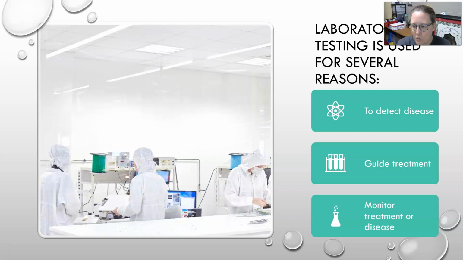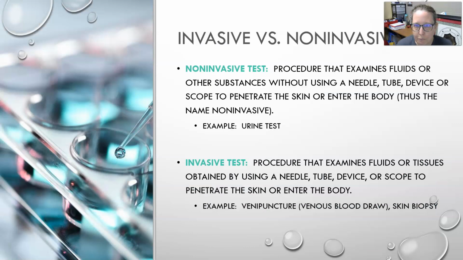And then to monitor treatment or disease, we can, for example, do some follow-up cultures or some follow-up testing to make sure that an infection is resolving. We can monitor a chronic disease such as diabetes by doing hemoglobin A1Cs quarterly, semi-annually, or even annually. And so these are big roles in the lab and really the mainstay of what we do in the lab.